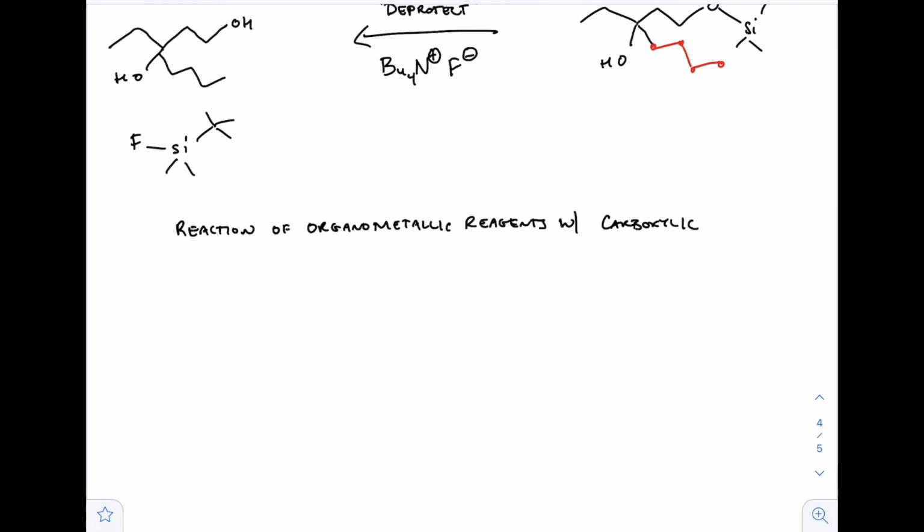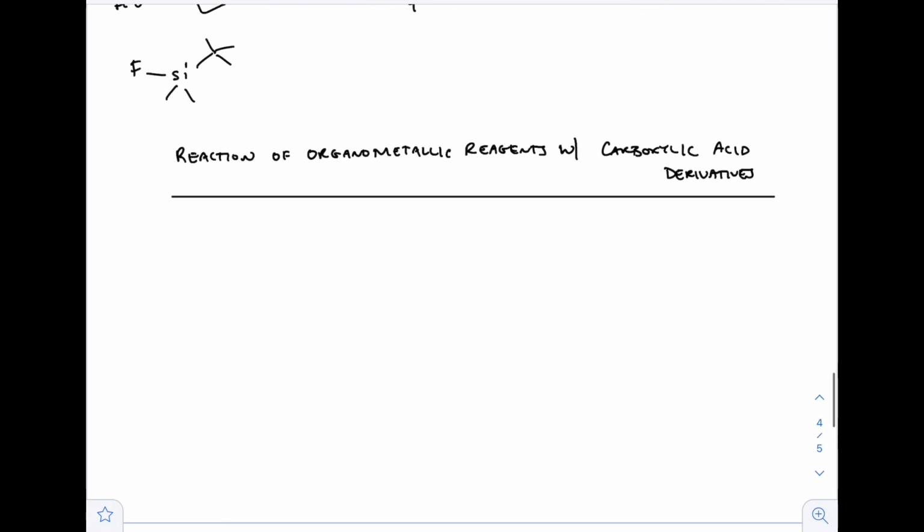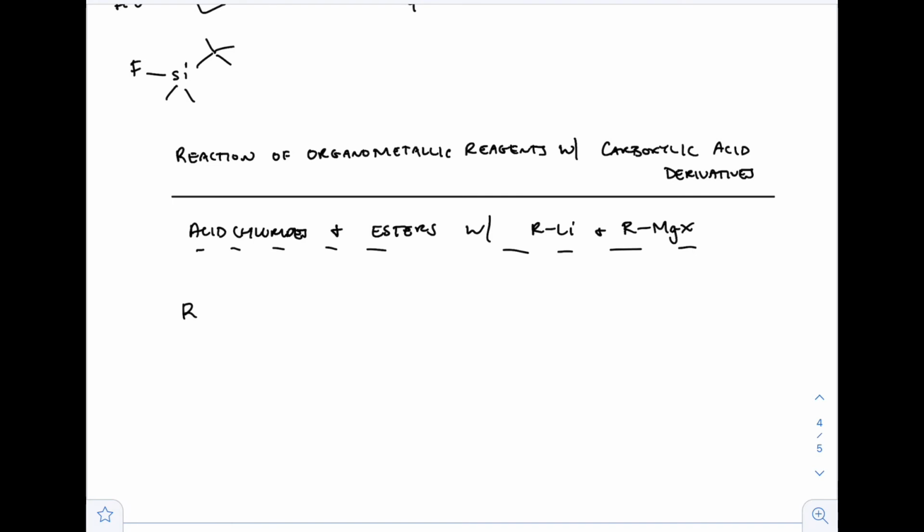All right. So the last portion is going to be on reactions of organometallic reagents with carboxylic acid derivatives, right? So specifically acid chlorides and esters. And again, as I stated in the beginning, the organolithium and the Grignard reagents are more reactive than the organocuprates. And so what we're going to do is go over the reactions with the organolithium and Grignards first, and then we'll go over the organocuprates.